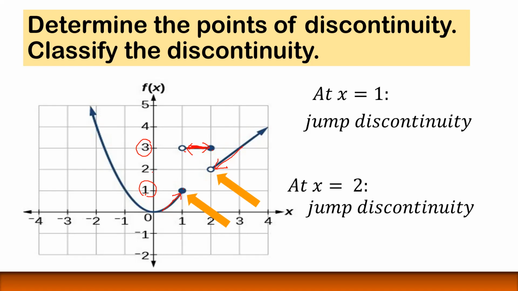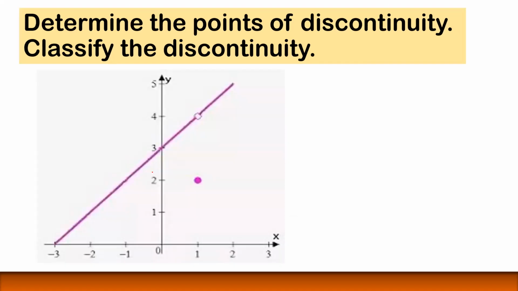Okay. Now let's move on to this example. Determine the points of discontinuity. So we have this point where the associated x there is 1. At x equals 1, what kind of discontinuity do we have? We could say jump discontinuity, since it seems to jump from this hole to that solid point.